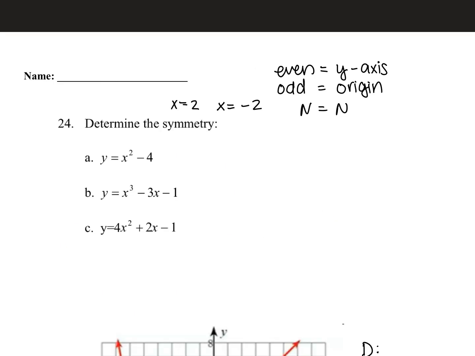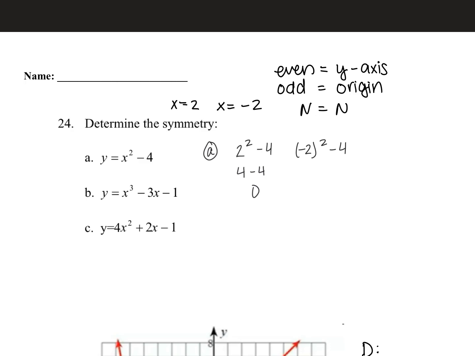All right, so when they have a question that says determine the symmetry, you're going to do the same thing as you did for even and odd. But now, instead of writing even, odd, or neither, you're going to either write y-axis, origin, or none. So same thing here. I'm still using 2 and negative 2. So going ahead and doing a, 2 squared minus 4, and negative 2 squared minus 4. I'm going to end up with 4 minus 4, which is going to give me 0. So maybe not the best case to use.